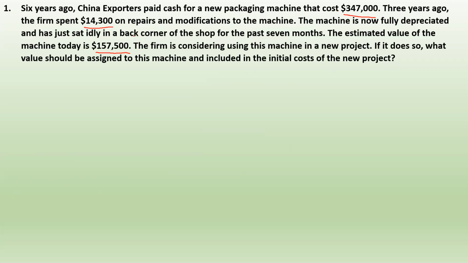So let's think about it from the perspective of incremental cash flows. So when you make decisions, you accept the new project. Does this affect the cost of this machine? No. Whether you accept the new project or reject this new project, this cost cannot be recovered. This is the sunk cost for the new project. It's not an incremental cash flow.